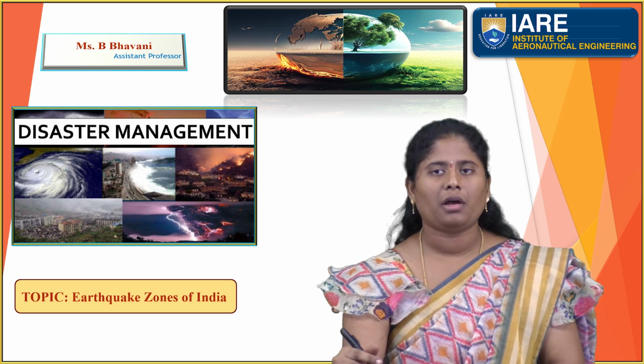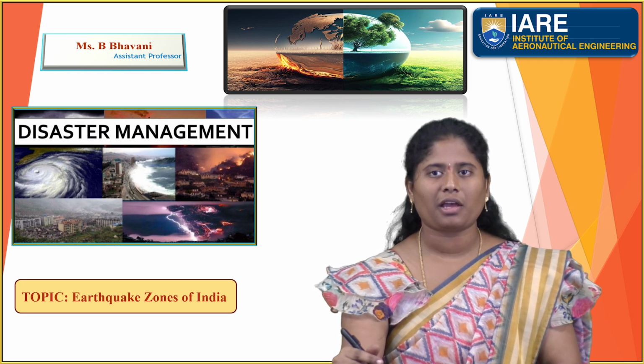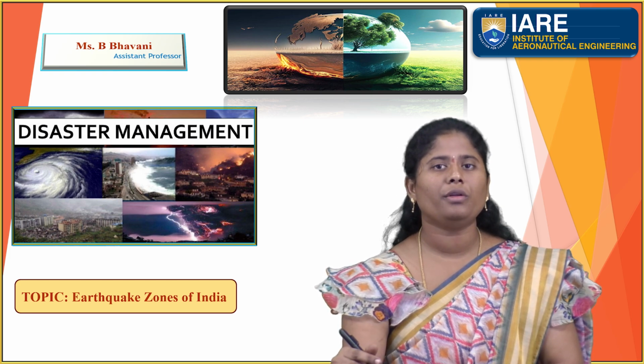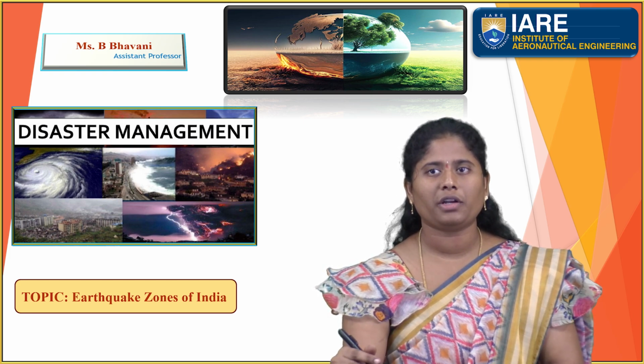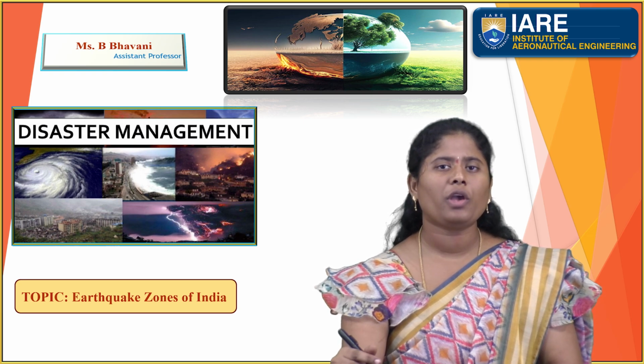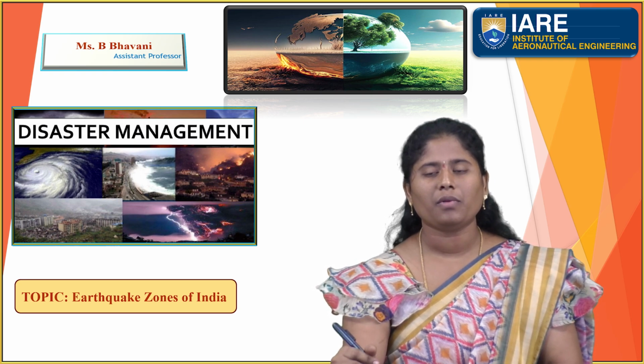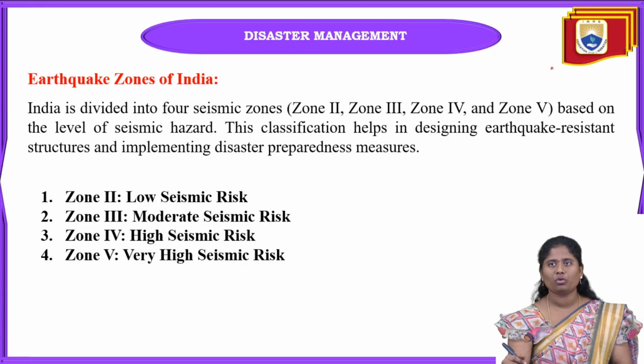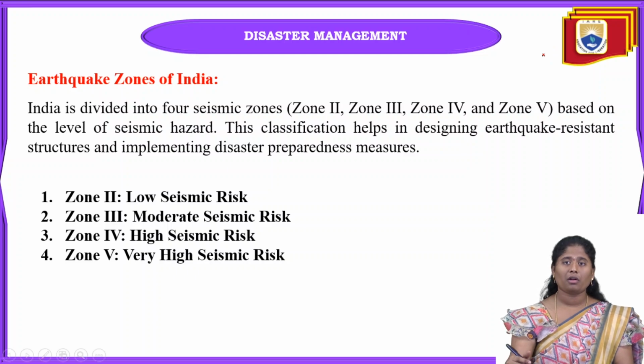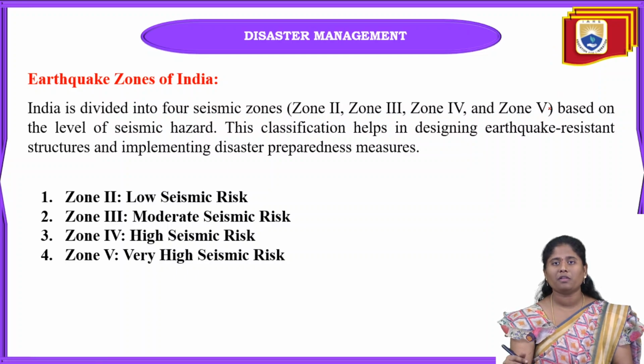In the last class, I told about how these earthquakes can be measured. In today's class, we are going to discuss the earthquake zones of India. In our India, we have only four zones: Zone 2, Zone 3, Zone 4 and also Zone 5. We do not have Zone 1 because in our country, we do not have any Zone 1 area in any region of India. I will also tell you the reason why Zone 1 is not there in our country.